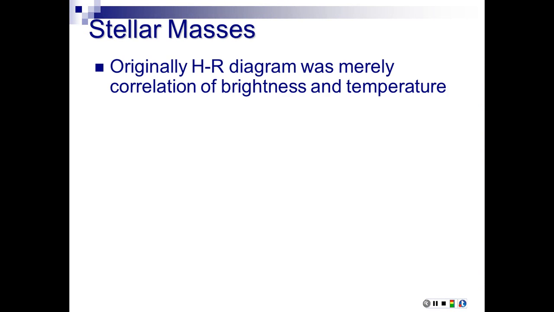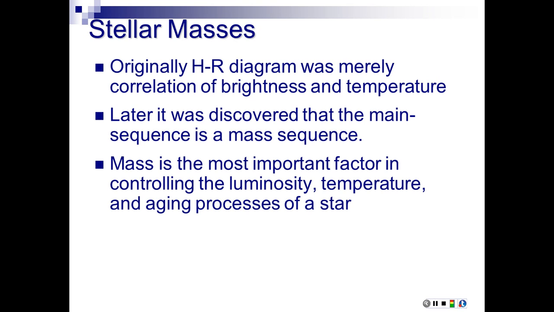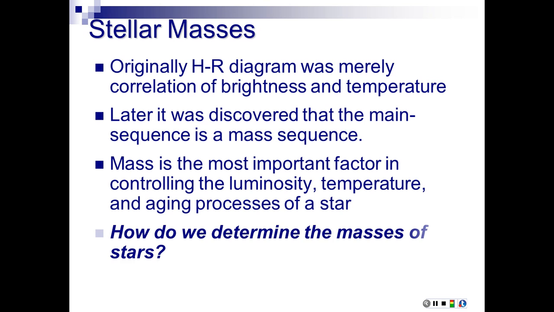So what about these stellar masses? Well, originally the HR diagram was just literally, I know how bright it is, I know what the temperature is, I can plot it, and we get that particular distribution. But later it was discovered that the main sequence was really a mass sequence. And it turns out that mass is the most important thing when we want to understand the evolution of stars.